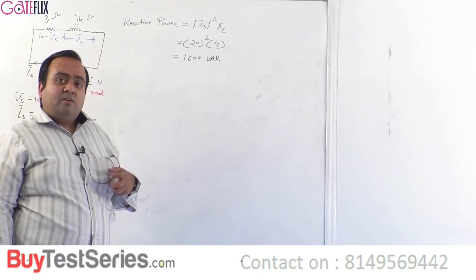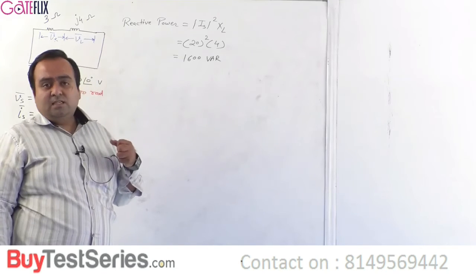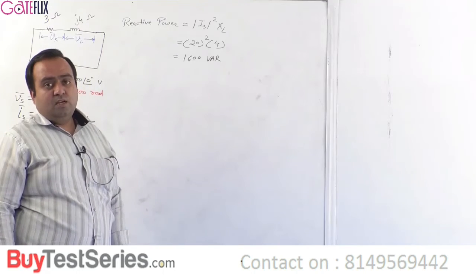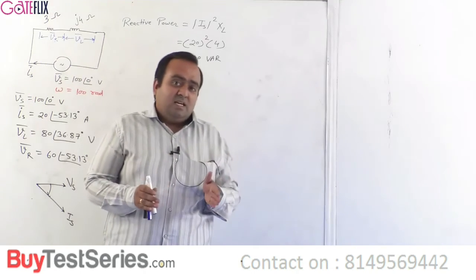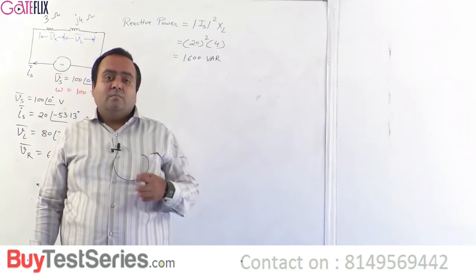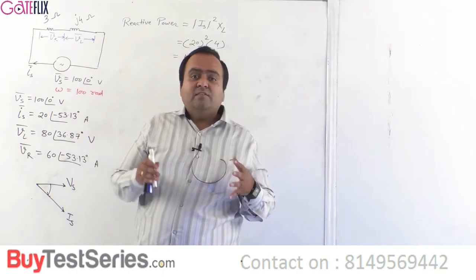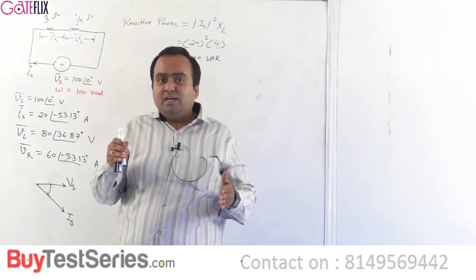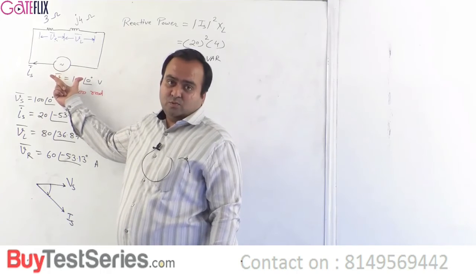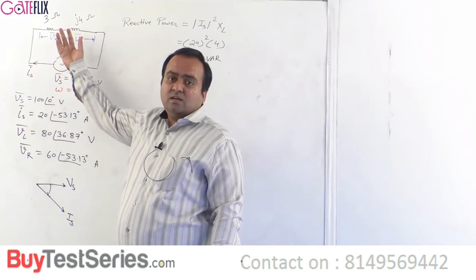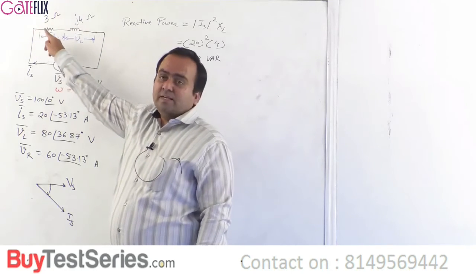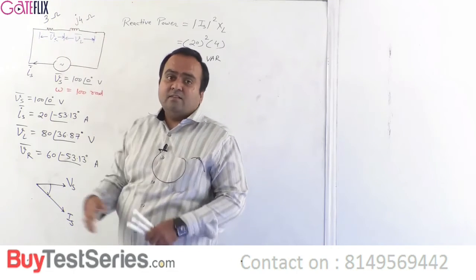This much reactive power is absorbed by the inductor, and therefore it is supplied by the source. We did the power balance in DC circuits; the same power balance we can do here as well, but we must understand that here we have to balance P and Q both, right? Because whatever active and reactive power is supplied by this source has to be taken by the circuit elements. This would absorb active power always, and this would absorb reactive power.